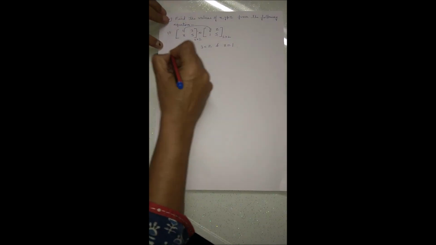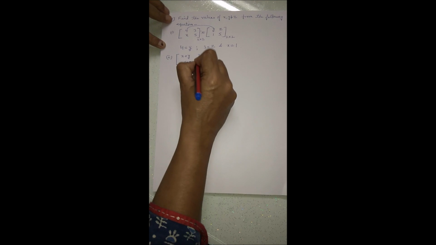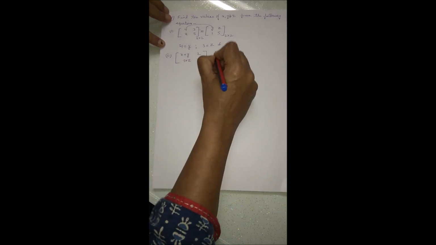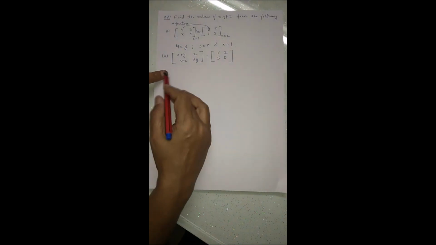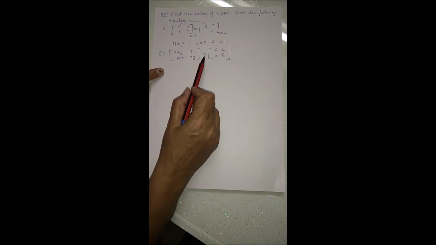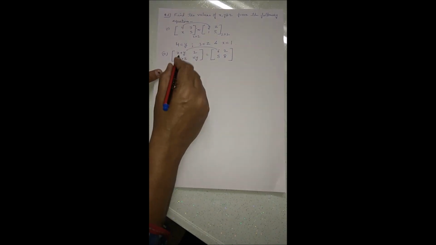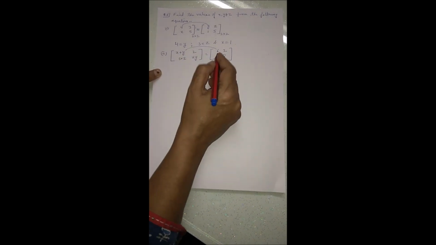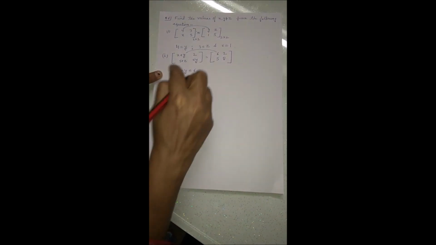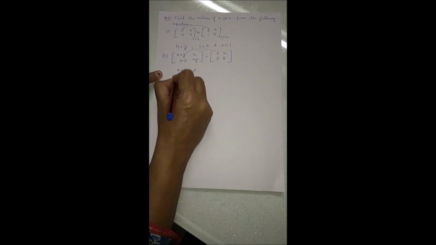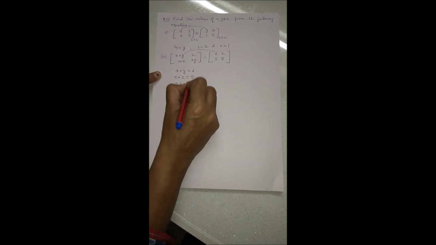Second part: the matrix with x plus y, 5 plus z, xy is equal to the matrix 6, 5, 8. Now again, these two matrices have the same order and they are equal also. So the corresponding elements would be equal. A11 of the first matrix will be equal to A11 of the second matrix. So x plus y equals 6, 5 plus z is equal to 5, and xy equals 8.